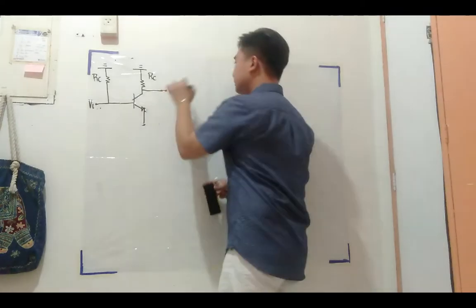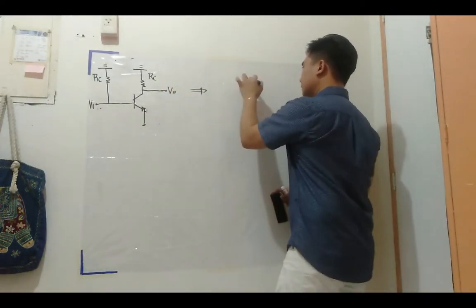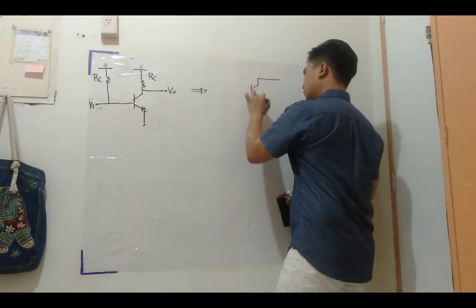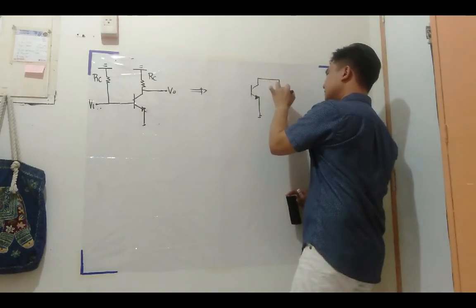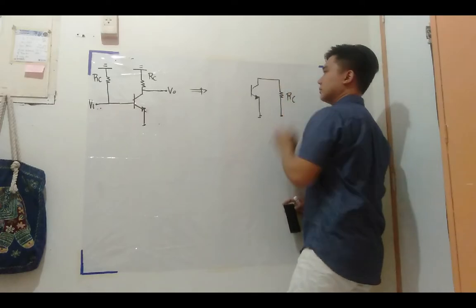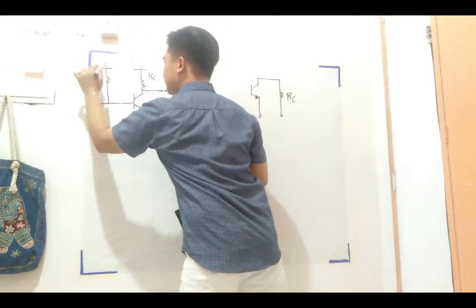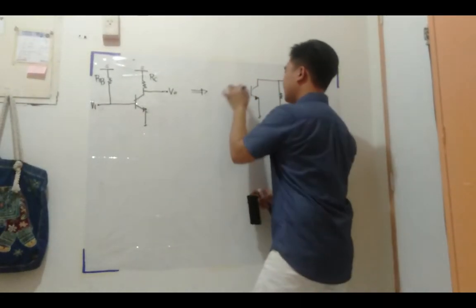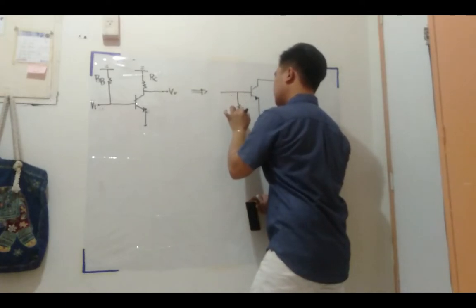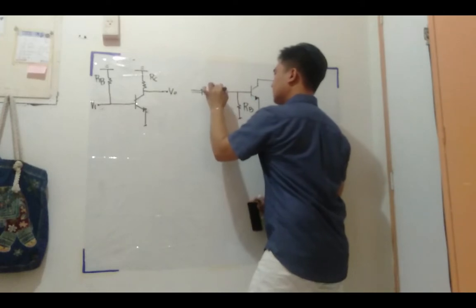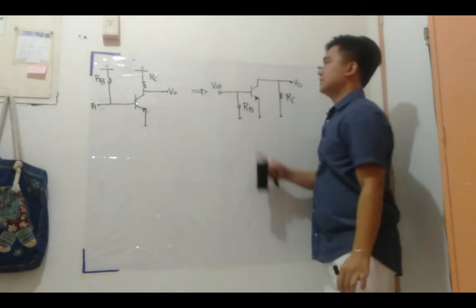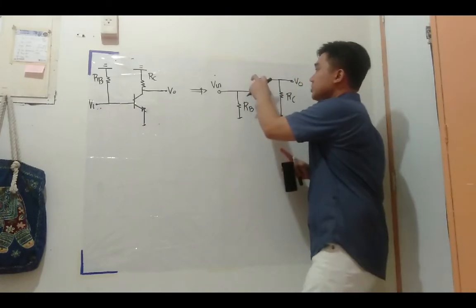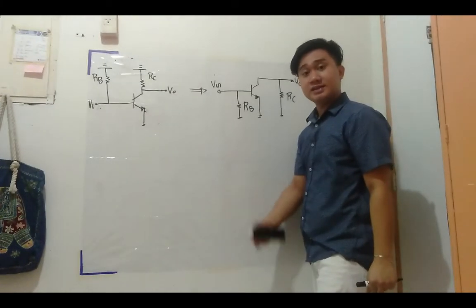And then, i-drawing ko ito into a more logical form. Nandito si RC. I'm sorry, this is RB. And then, ito yung ating VO. And then, ito si RB. At ito yung input voltage natin. So, ito na po yung converted natin na circuit. Kaya lang, si BJT, papalitan mo ng kanyang AC equivalent circuit.